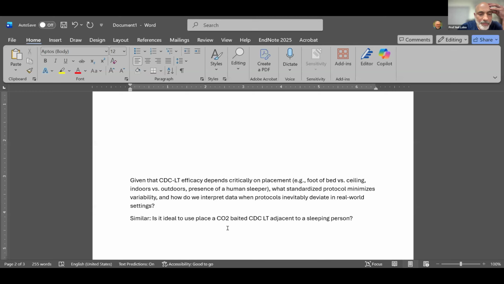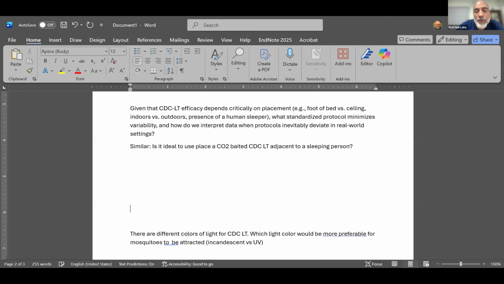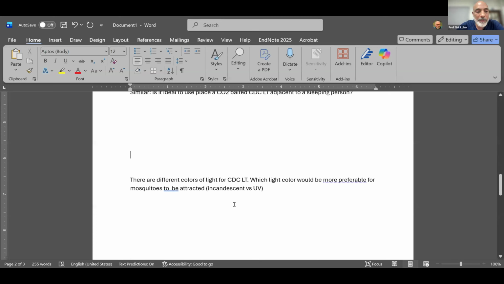The second question is, is it ideal to place a CO2-baited CDC light trap adjacent to a sleeping person? I don't think this is usually done. I have not seen both a sleeping person and carbon dioxide being used to attract mosquitoes. I would possibly just use carbon dioxide or just a sleeping person. I have not seen this done in my experience because you're using two sources of bait, carbon dioxide, and the person sleeping is producing carbon dioxide anyway.